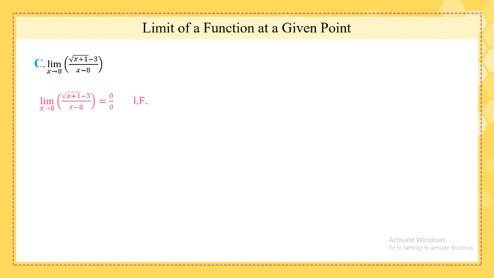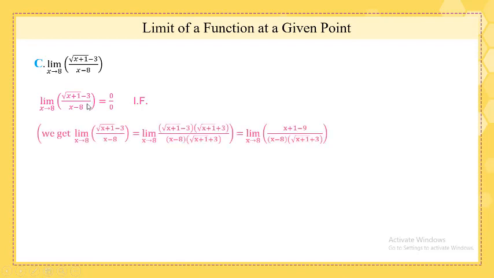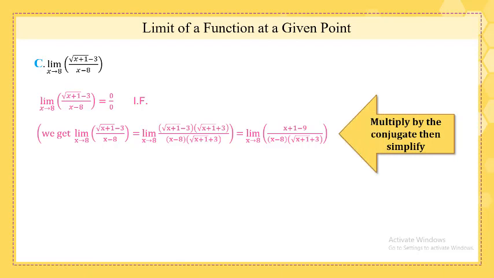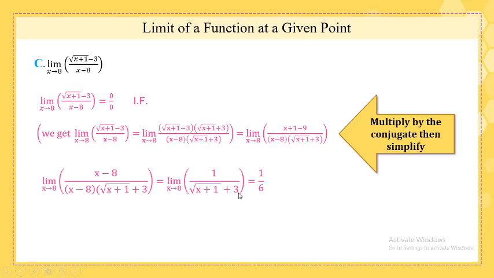Part C. If we substitute here x by 8, we'll get 0 over 0, indeterminate. So we multiply by the conjugate. The conjugate of radical x plus 1 minus 3 is radical x plus 1 plus 3. But if we multiply by this conjugate in the numerator, we should also multiply by it in our denominator. We multiply by this conjugate and simplify to get our limit.